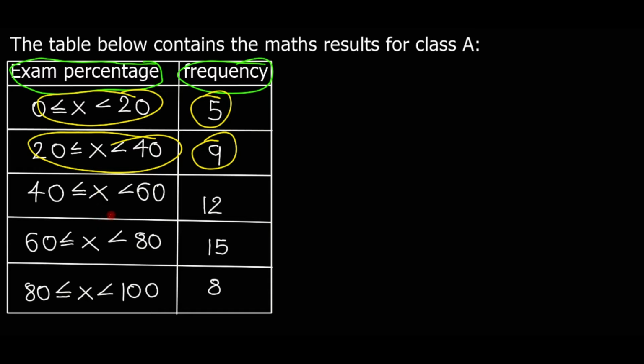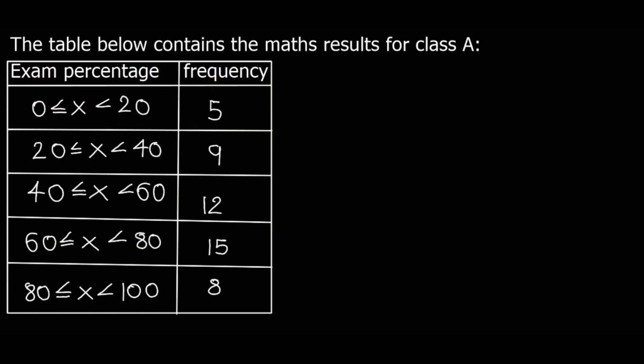This is grouped data, as you can see, because the exam percentage is in the form of groups: 40 to 60, 60 to 80, and so forth. It's not dealing with individuals, where one learner got 20 and another got 40, and so forth. So a histogram represents only grouped data. Now let's see how to draw a histogram graph.